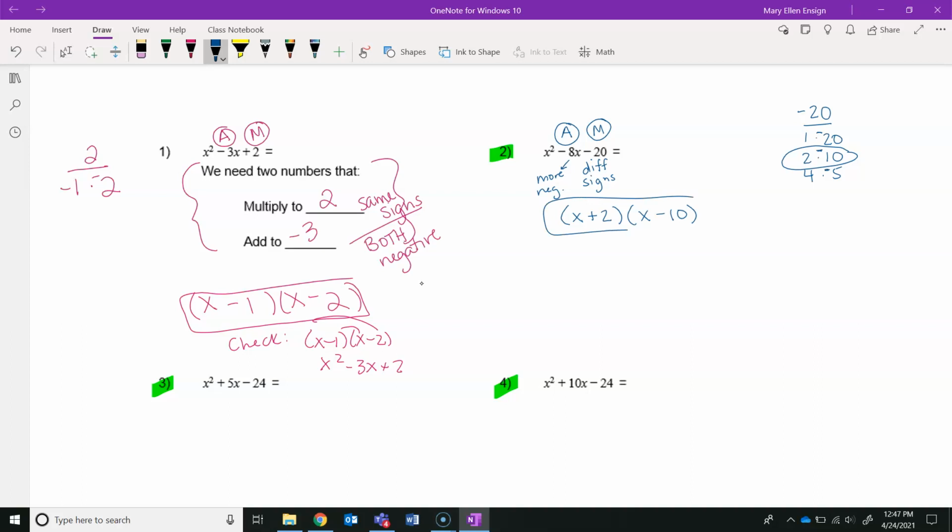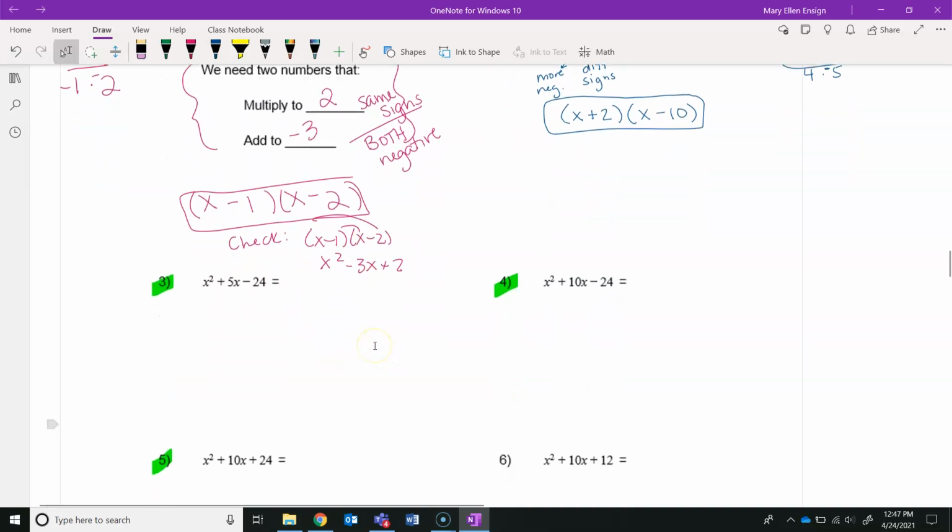Again, with these, I suggest that you always check them by multiplying back. We're not going to write it out right here, but you can even see x times x is x squared, minus 10 plus 2 is negative 8. 2 times negative 10 is negative 20.